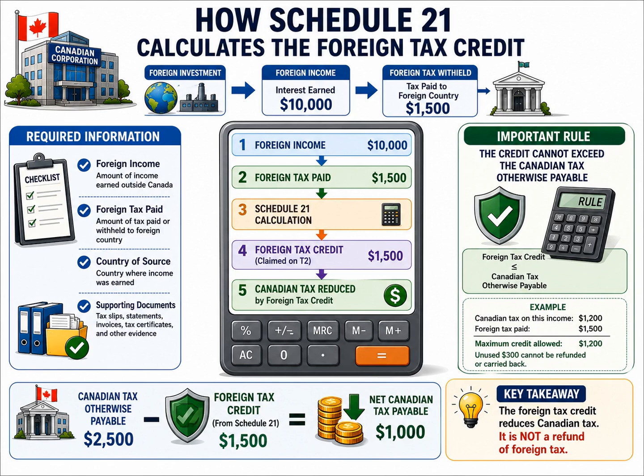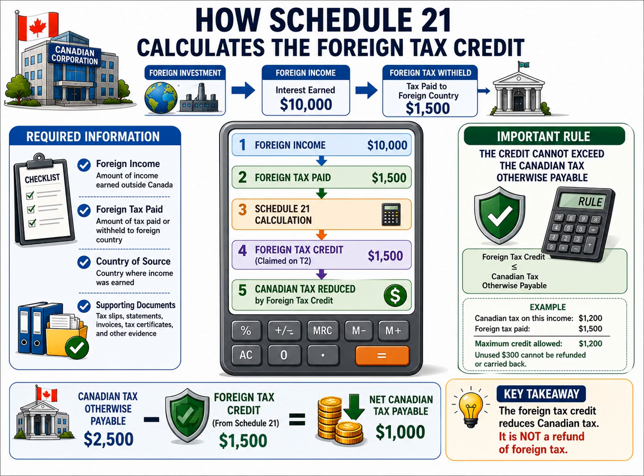There is also an important limitation to remember. The foreign tax credit cannot exceed the amount of Canadian federal tax that would otherwise be payable on that same foreign income. In other words, Canada will not provide a credit that is larger than its own tax on that income. For example, suppose the foreign country withheld $1,500 of tax, but the Canadian federal tax on that same income would only be $1,200. In that situation, the maximum federal foreign tax credit would generally be limited to $1,200. The excess foreign tax cannot simply be refunded by Canada through Schedule 21.